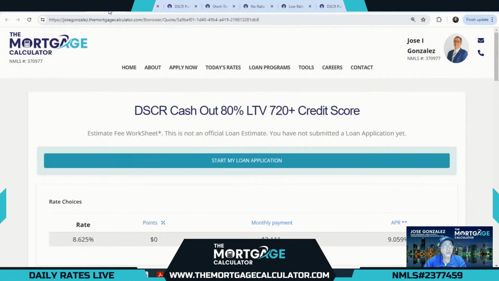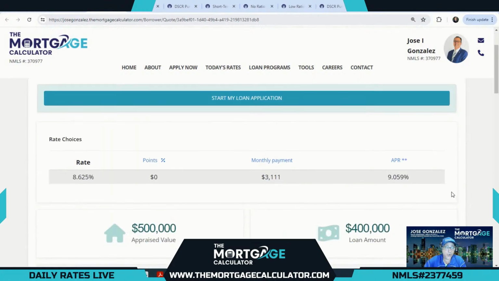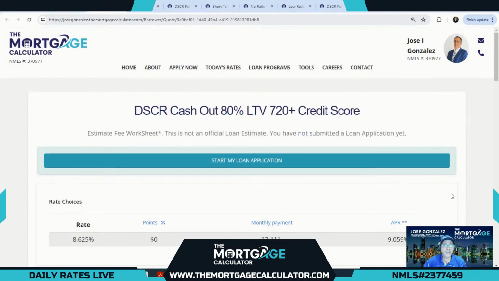And our last option is an 80% LTV. Yes, you heard correctly, 80% LTV DSCR cash out. Now this option does require at least a 720 credit score. This is a brokered product as well. 11.625 is at par with a 2.75 point borrower paid fee for our last option here, our DSCR cash out to an 80% LTV.